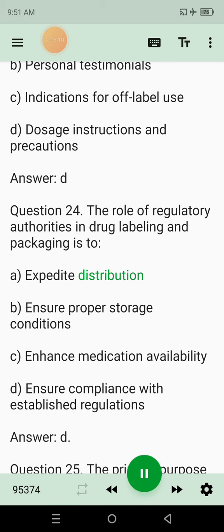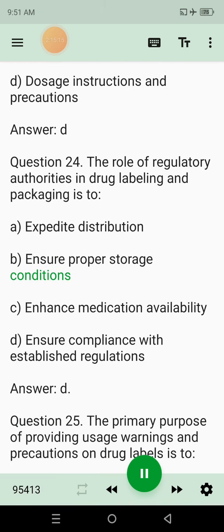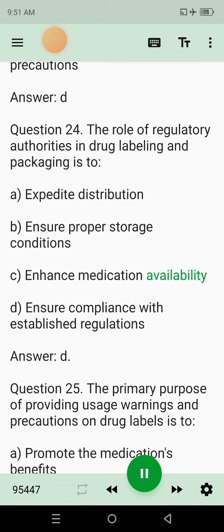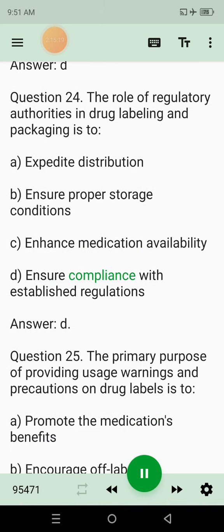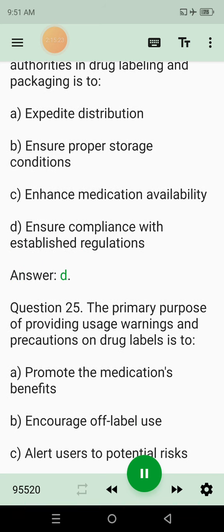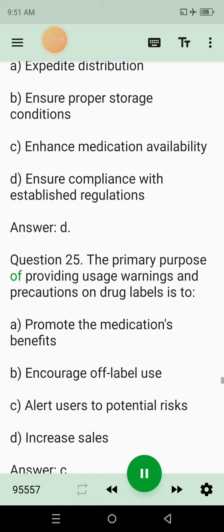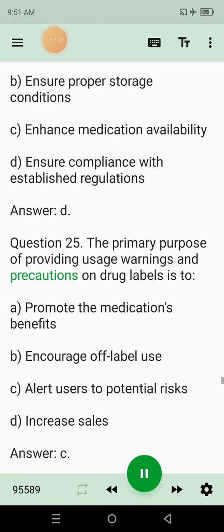Question 24. The role of regulatory authorities in drug labeling and packaging is to A. Expedite distribution. B. Ensure proper storage conditions. C. Enhance medication availability. D. Ensure compliance with established regulations. Answer. D.